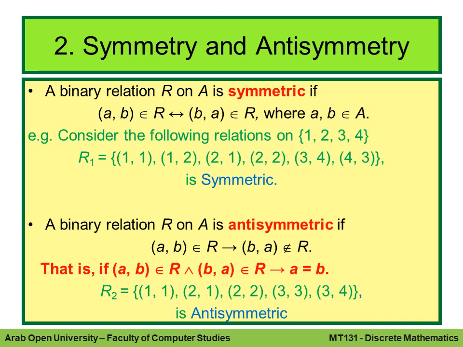Antisymmetric relation. Here is an example. How do you check for antisymmetry? Check for every (A, B) in the relation. Make sure that (B, A) is not in the relation unless A and B are the same element. This is true for R2. R2 has the ordered pairs (1,1), (2,1), (2,2), (3,3), and (3,4). It satisfies the condition for antisymmetry, that if (A, B) is in the relation, then (B, A) is not in the relation.